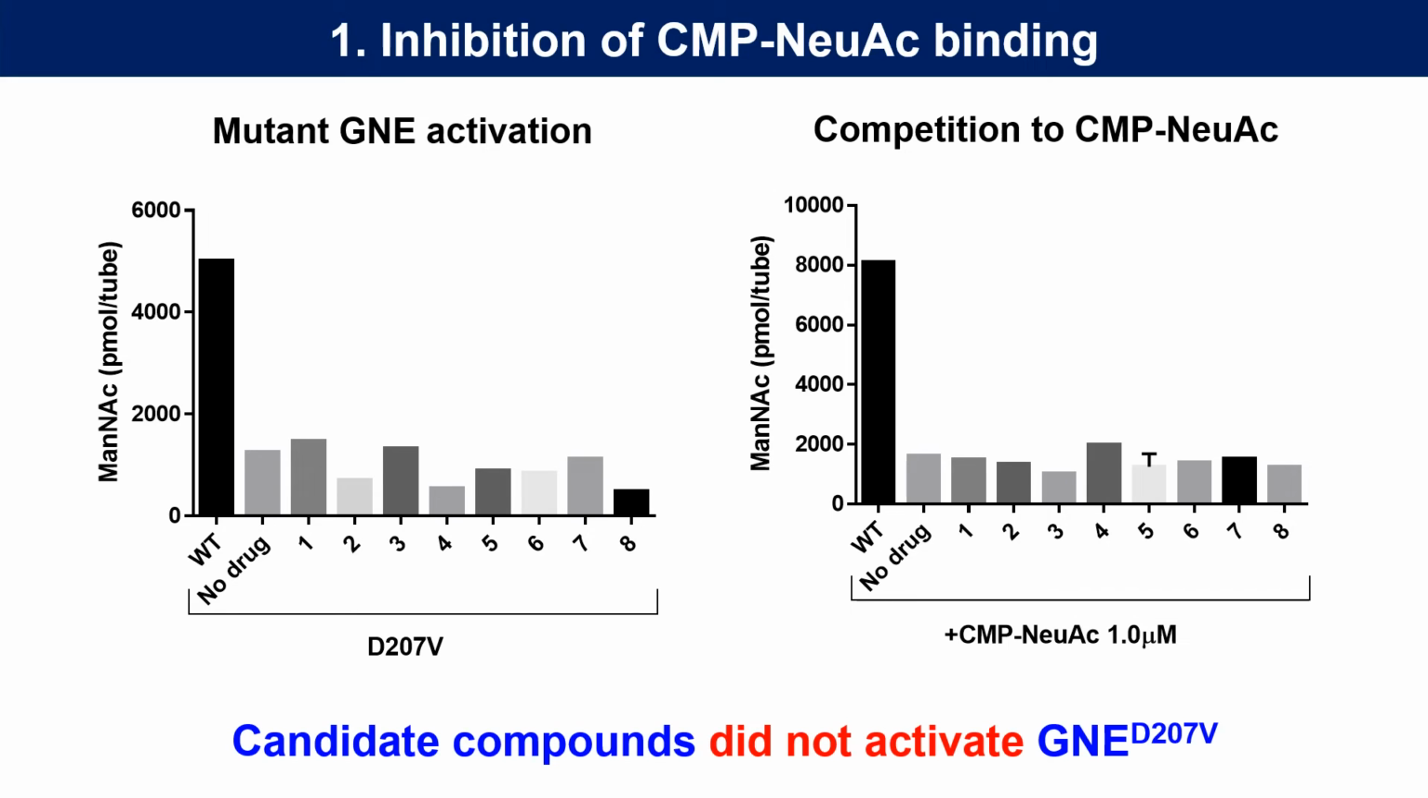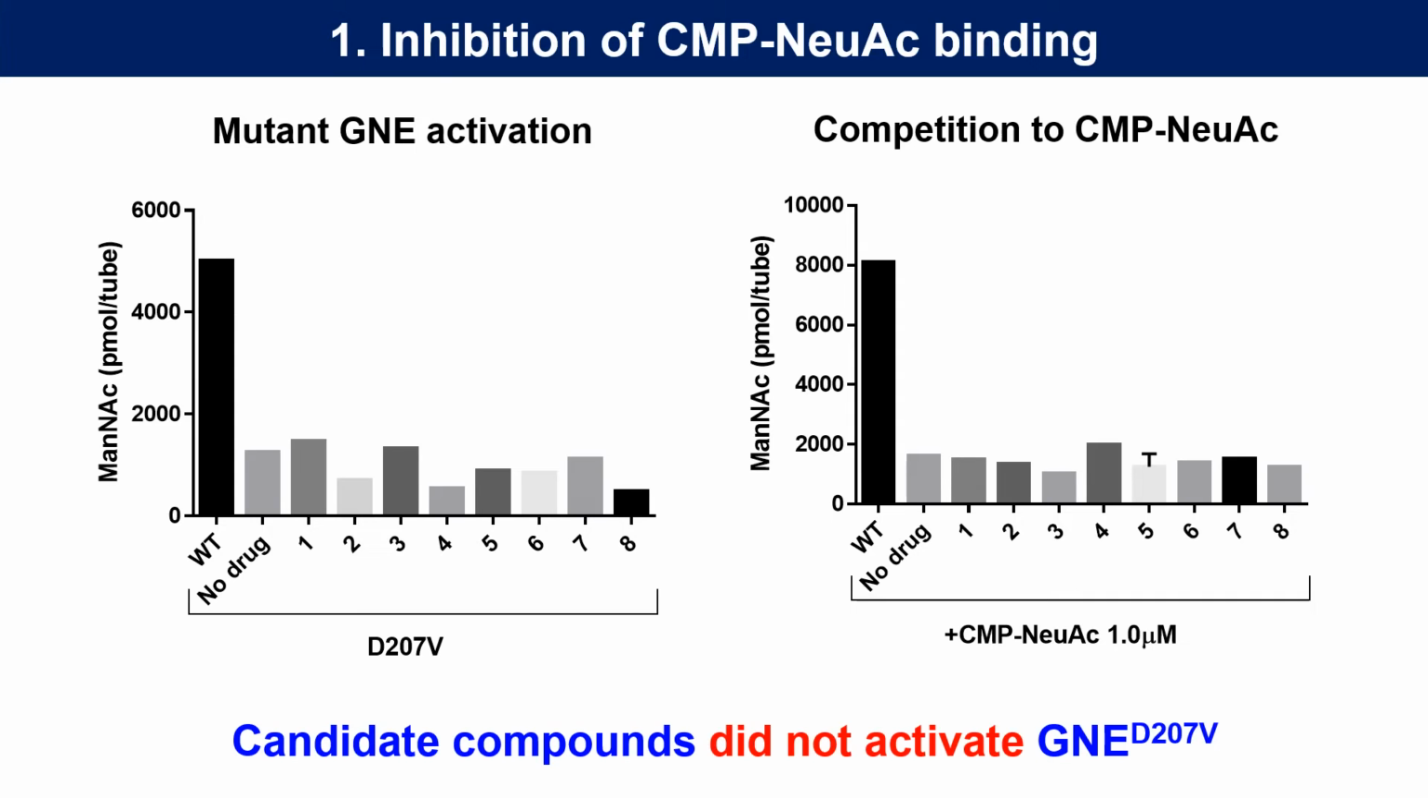And these are the results. Please look at the left figure. The vertical axis is the amount of ManNAc produced in the tube after incubation. And if it is high, it means that GNE enzyme activity is very high. WT means wild-type, normal GNE, and the other bars represent ManNAc production of mutant GNE, which have the mutation D207V. You can see that ManNAc production was lower in mutant GNE. And I added selected compounds to this mutant GNE, but ManNAc production did not increase.